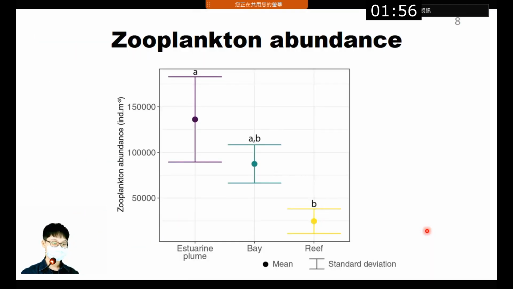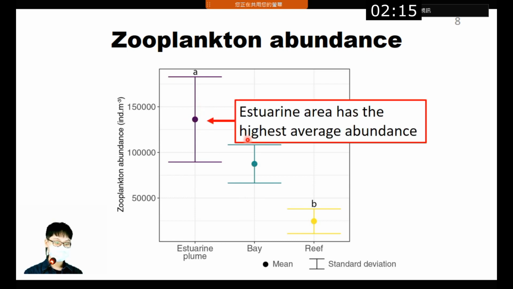Results. First, we can look at the chart of zooplankton abundance. The x-axis shows the three different sampling locations, and the y-axis shows the zooplankton abundance. We can easily see the estuarine area has the highest average abundance.